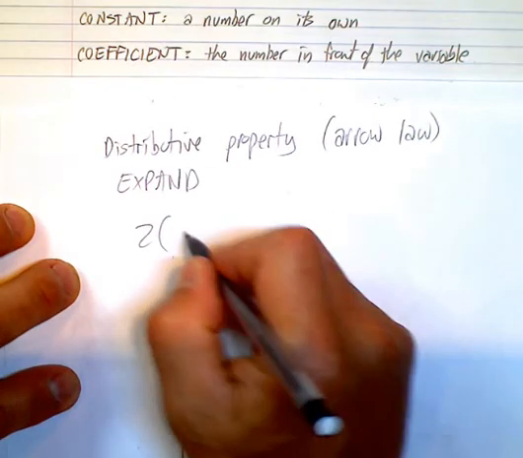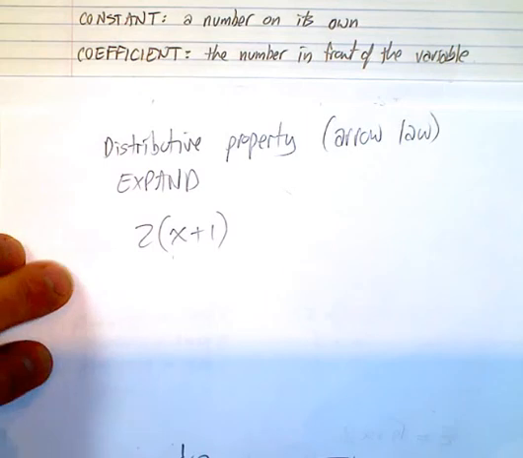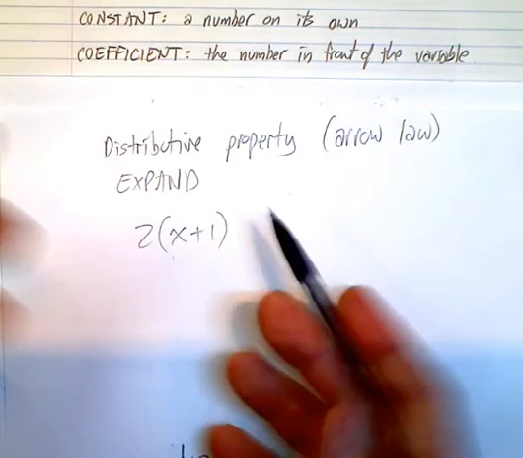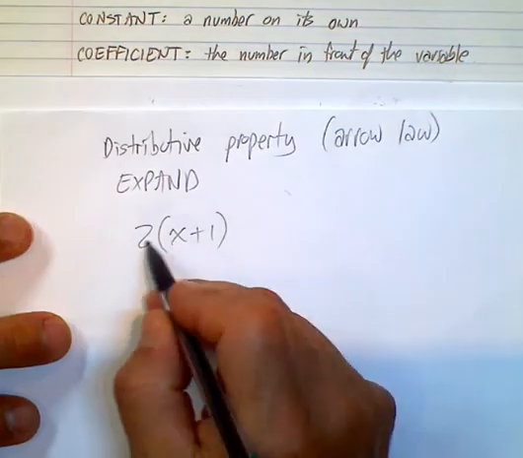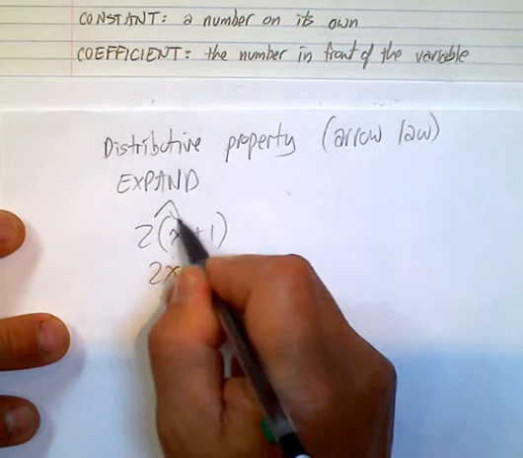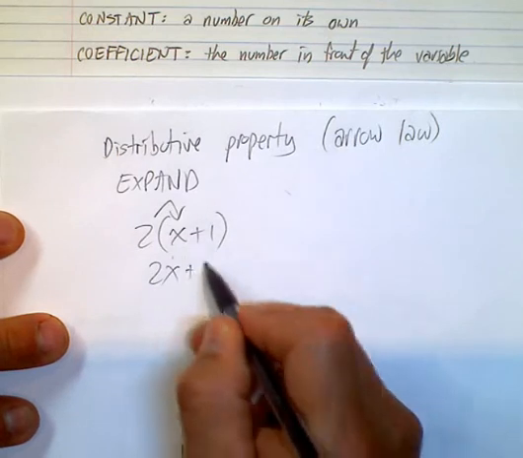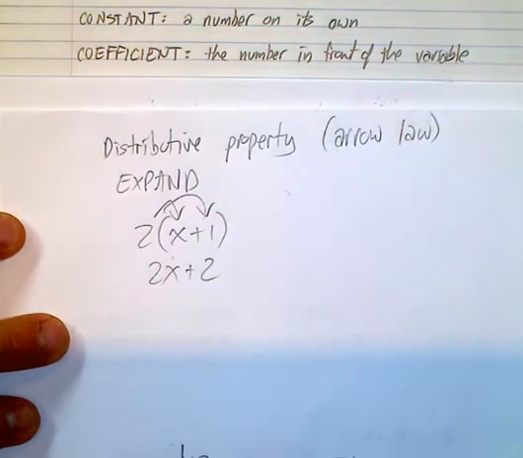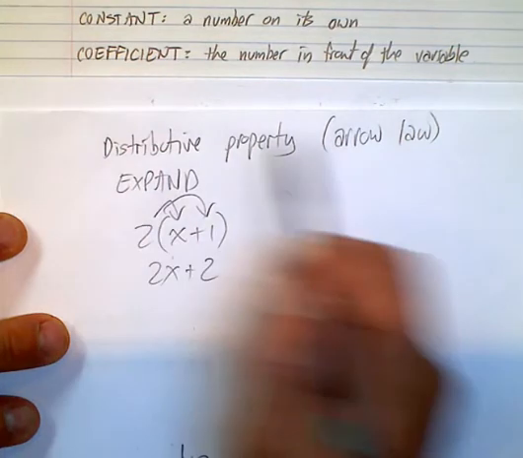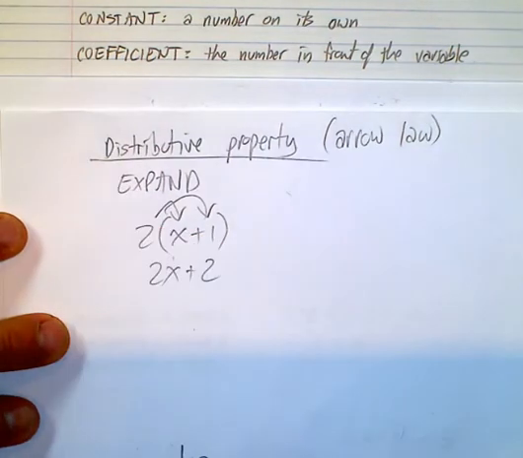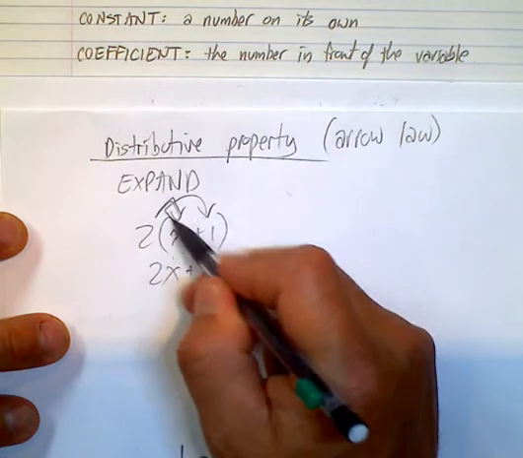If I have 2 onto x plus 1, it means I have 2 x plus 1s. So that means I have 2 x's, boom, and then I have 2 1s, boom, which is 2x plus 2. That's what we call expanding. That's getting rid of the brackets. That's also part of simplifying. Technically or mathematically, it's called the distributive property. Arrow law, because we sit here and we use arrows.